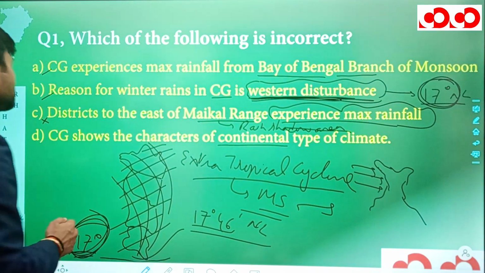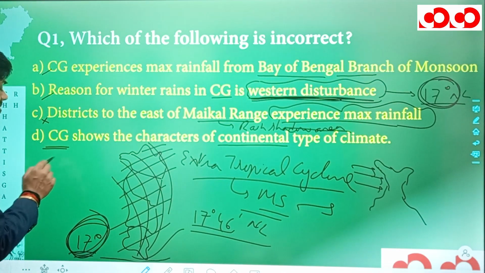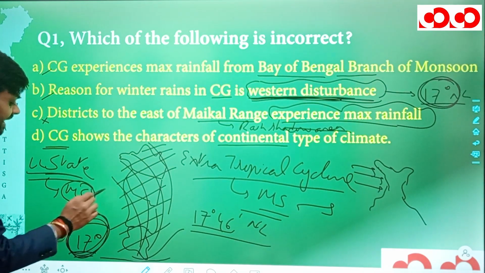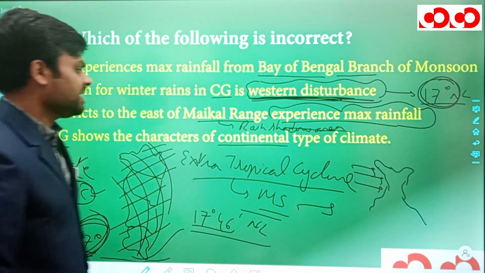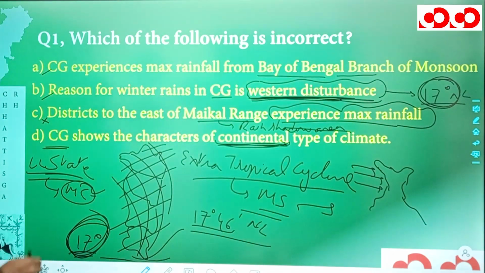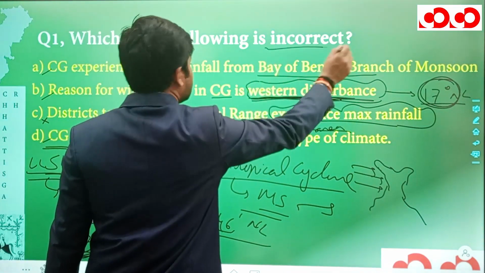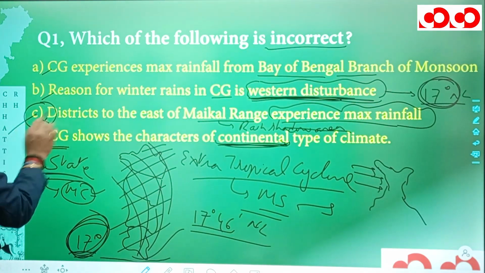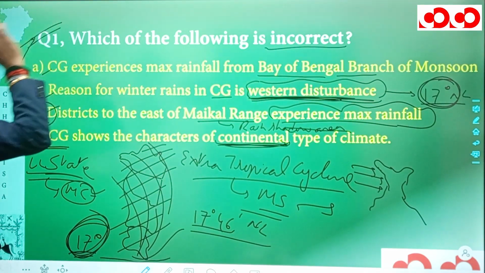So since we know Chhattisgarh is actually a landlocked state of India, and hence it will not be impacted by this maritime climate, and we can say that the climate of Chhattisgarh is actually of continental type, and hence this option D is going to be correct. Now, in the question, we have to tell which of the following is incorrect. We have seen this option C is incorrect, and hence this option C is going to be the correct option for our first question. Now, next we have a second question.